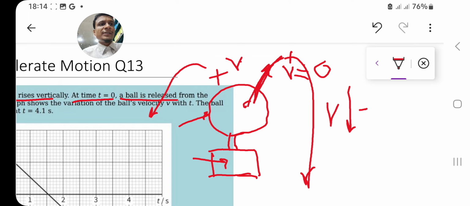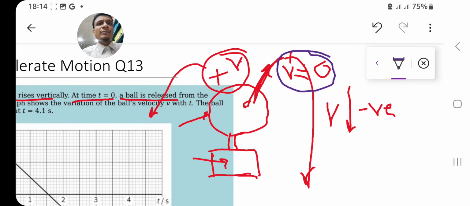It means we will take the negative direction of the velocity. When it is going downward, the ball's velocity will be downward, so it will be taken as negative, and the ball will reach the ground ultimately. Here the upward velocity of the ball is positive. At the maximum height the velocity will be 0, and when the ball is going downward, the velocity will be taken as negative.